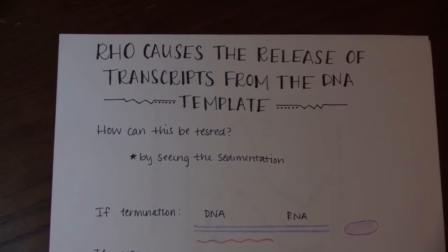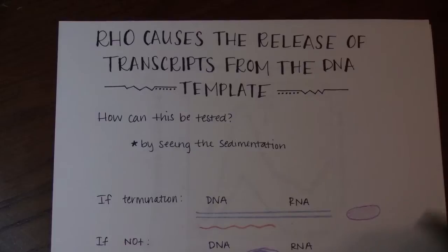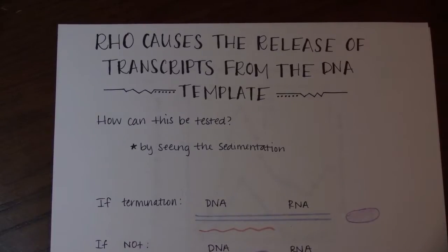Moving along to figure 6.45 regarding Rho releasing transcripts from the DNA template. How can this be tested? Here's a hint. It's similar to what we've just learned. Pause your video, petition your local elected officials to increase public university science research funding, write down your ideas, and then press play.